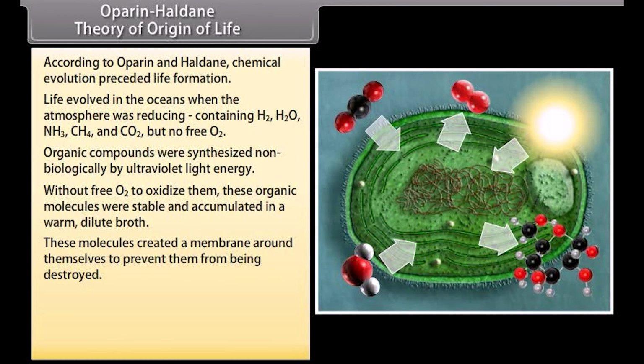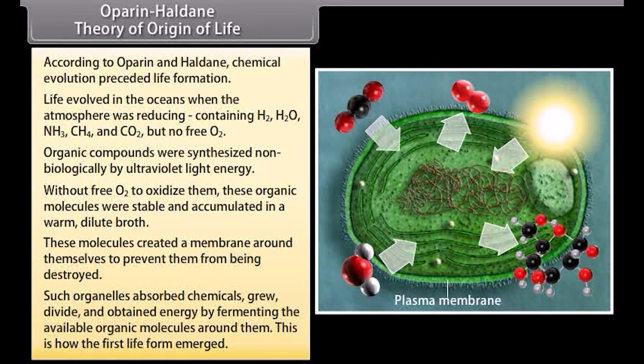These molecules created a membrane around themselves to prevent them from being destroyed. Such organelles absorbed chemicals, grew, divided, and obtained energy by fermenting the available organic molecules around them. This is how the first life form emerged. Miller's experiments.